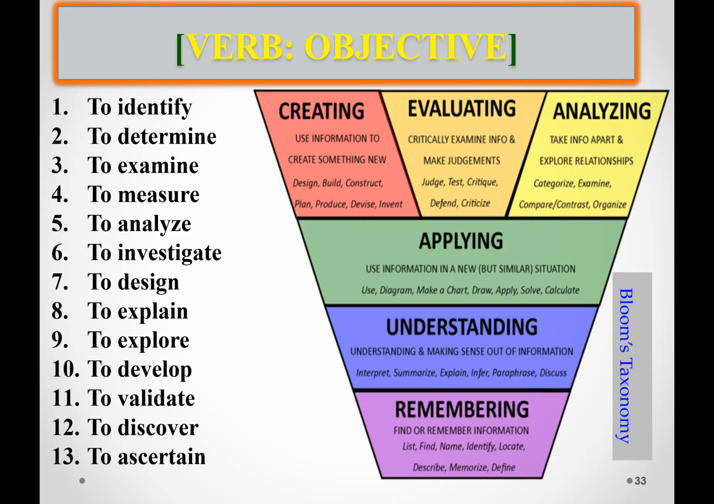Okay, the second one is evaluating: to judge, to test, to critique, to defend. So if you do an experiment or something like that, we use testing. Basically, the word testing is something like evaluating. Okay, if you come up with a new model, you want to come up with products, a module, or a guideline, you are actually at a very good level. We call that creating. We call that to develop a model. Let's say for my doctorate, my PhD, my objective is to develop a model, to validate a model. So I am actually at the highest level under Bloom taxonomy, creating. Design, build, construct, plan, produce, devise, invent, all of those are creating.